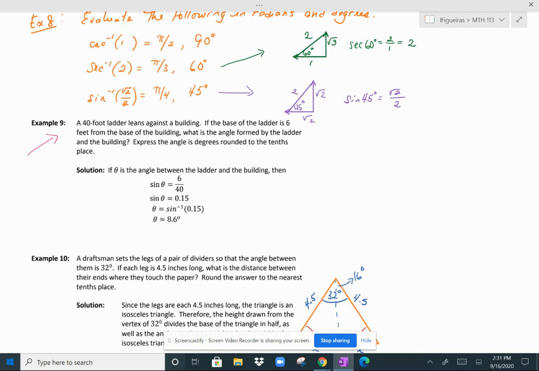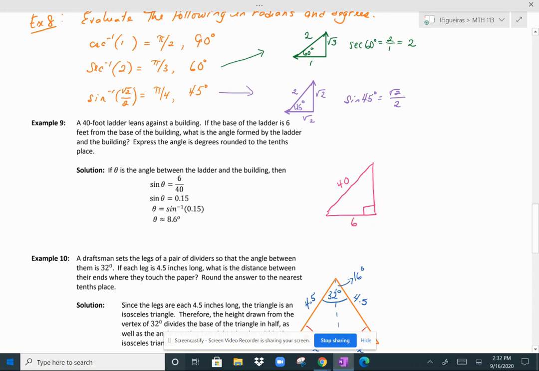All right, so oftentimes a picture is helpful. So if this is my building and this is the ladder leaning against the building, we know there's a ground as well. So here's my right triangle. So we know that the ladder is 40 feet long. That's given in the problem. And the base of the ladder is 6 feet from the base of the building. So that means this is 6 feet.